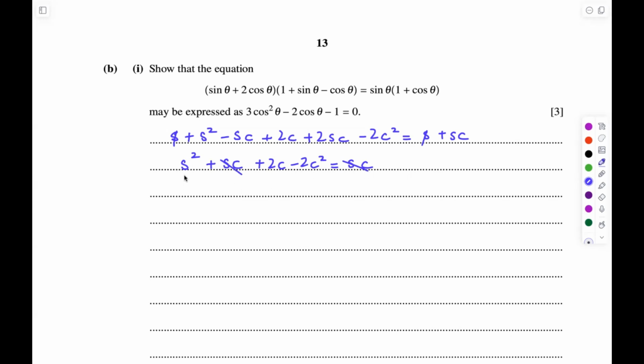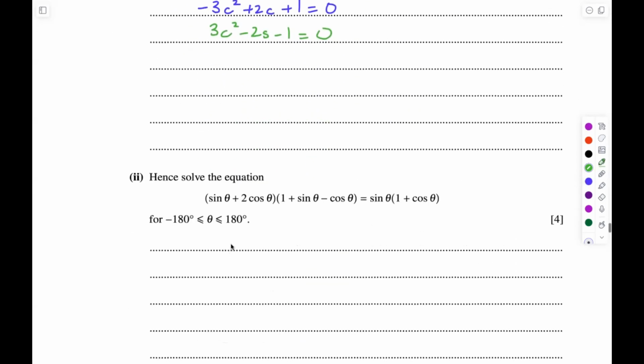In place of the sine squared, we can replace it with 1 minus cos squared plus 2 cos minus 2 cos squared equals to, so there will be nothing over here, so this will be equals to 0. Minus cos squared minus 2 cos squared will be minus 3 cos squared plus 2 cos plus 1 equals to 0. We can rearrange this equation and write it as 3 cos squared minus 2 cos minus 1 equals to 0 as given in the question.